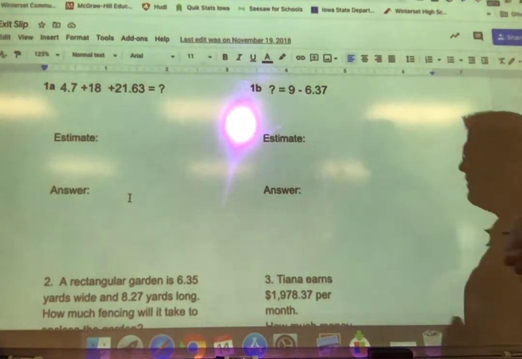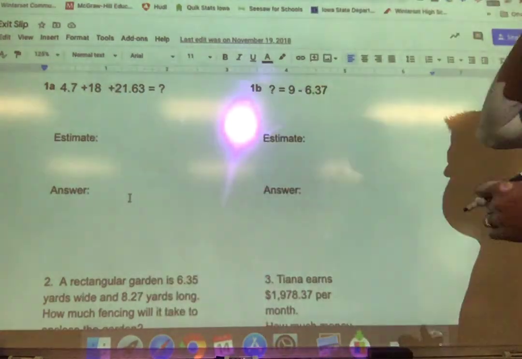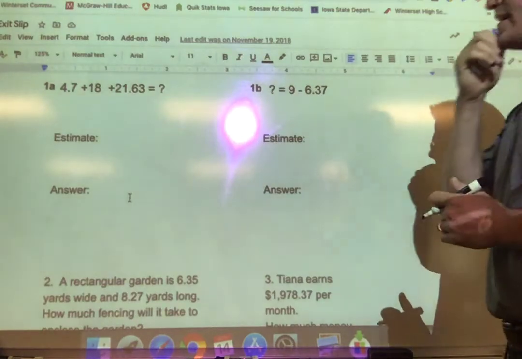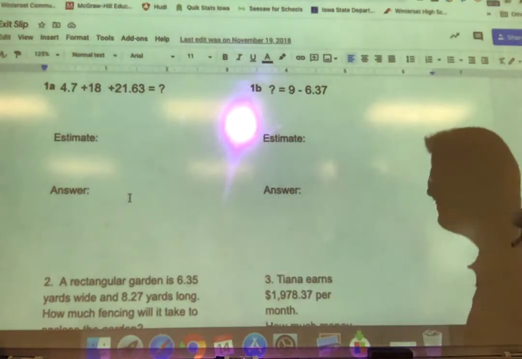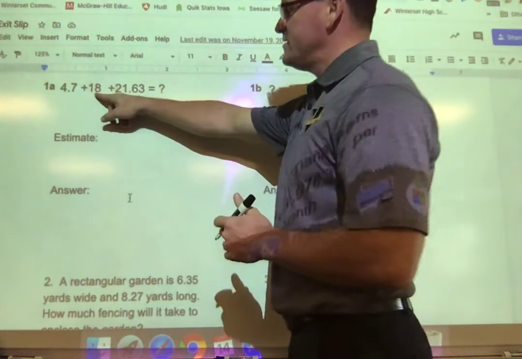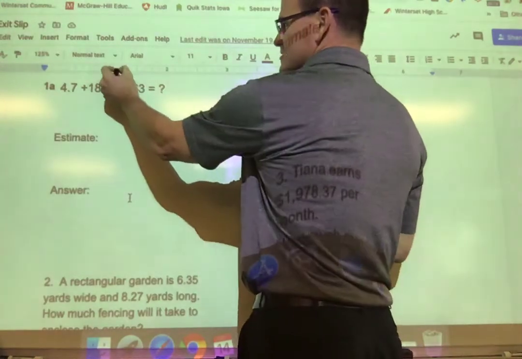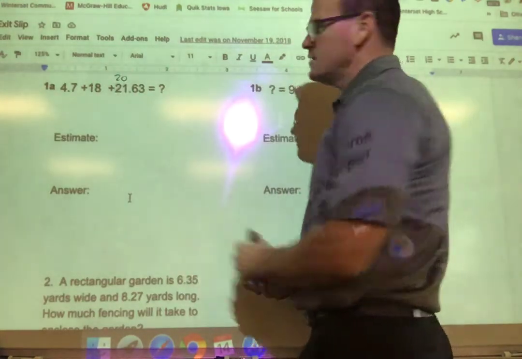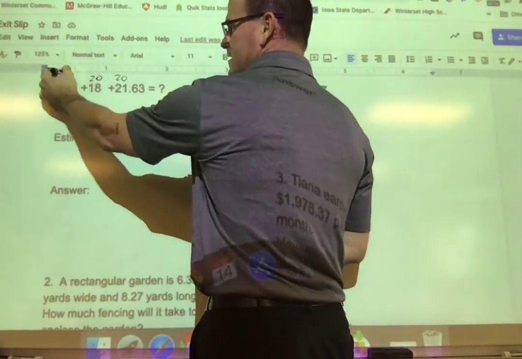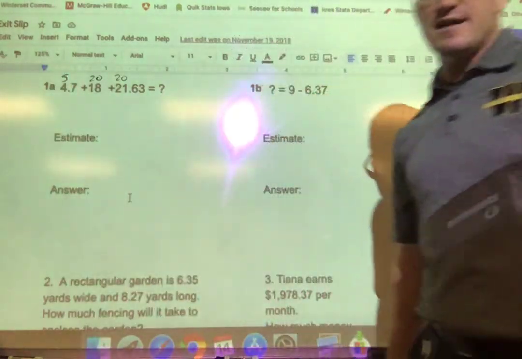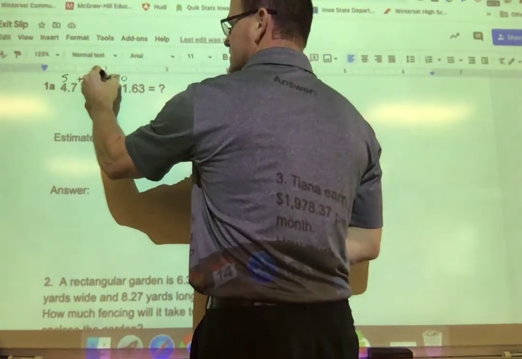Okay, so 1A here, we're going to take 4 and 7/10 plus 18 plus 21 and 63/100. And guys, always a good idea to estimate, just so when I get an answer I know if it makes sense or not. I want to do it as easy as possible. So 21 is close to 20, 18 is close to 20, and 4.7 is really close to 5. So I can look at that and say 20 plus 20 plus 5 is about 45.